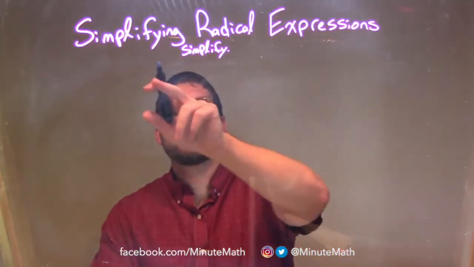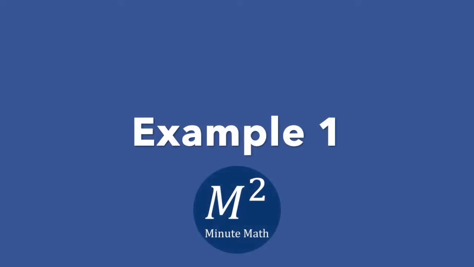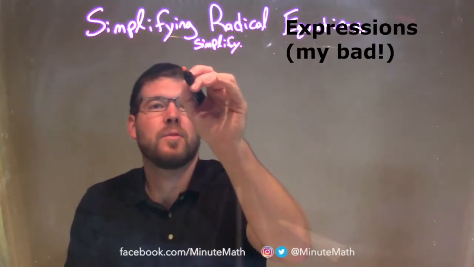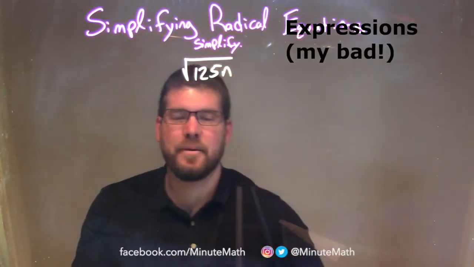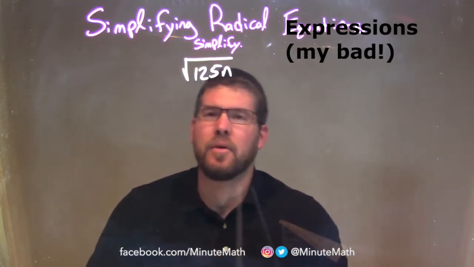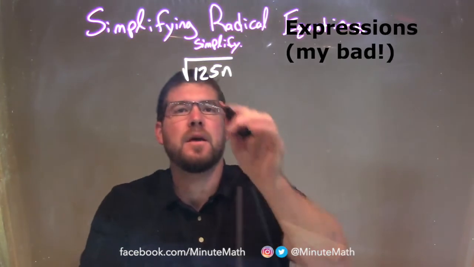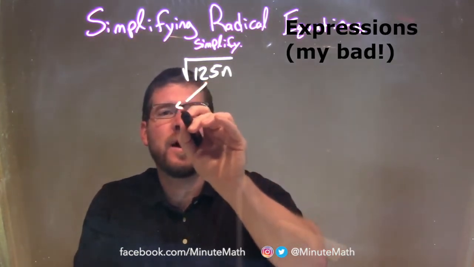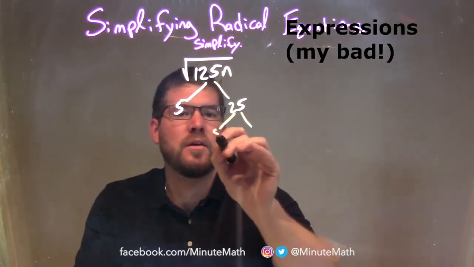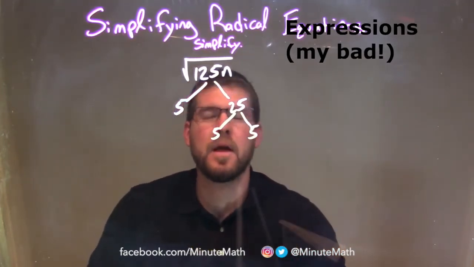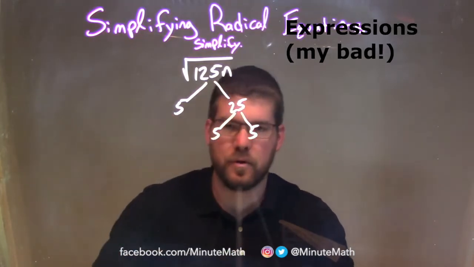Today, we're going to learn about simplifying radical expressions. So if I was given this problem, square root of 125n, okay? What I like to do is see if I can break down the prime factorization of 125, that number itself. I know 125 is 5 and 25. Then 25 breaks down to be 5 and 5. So really 125 is 5 times 5 times 5.